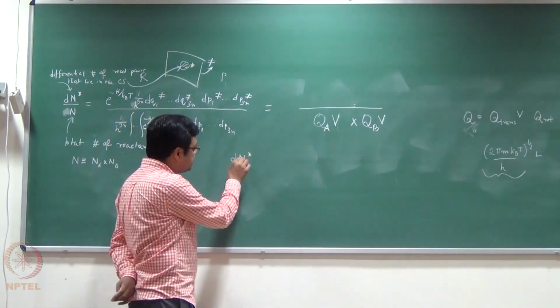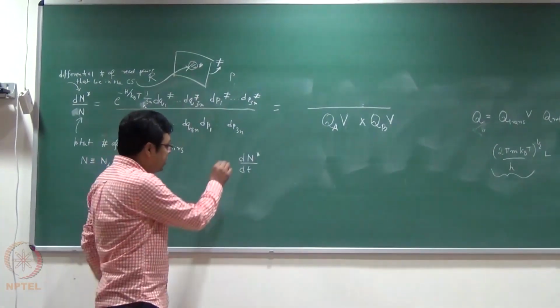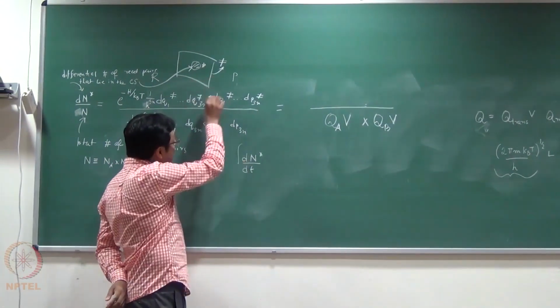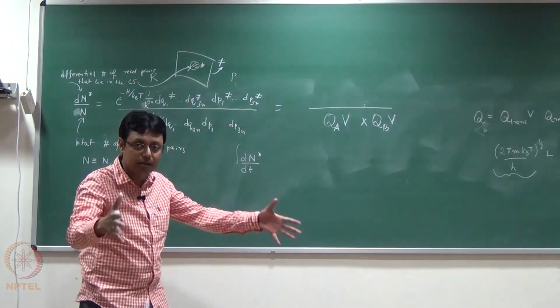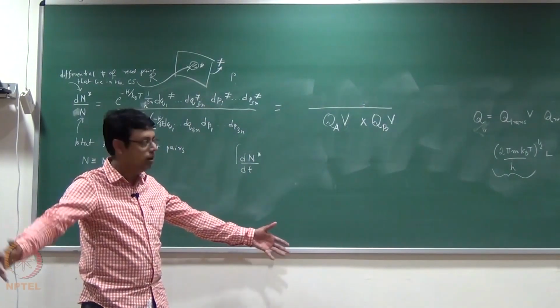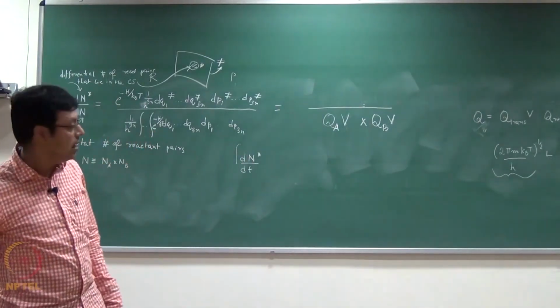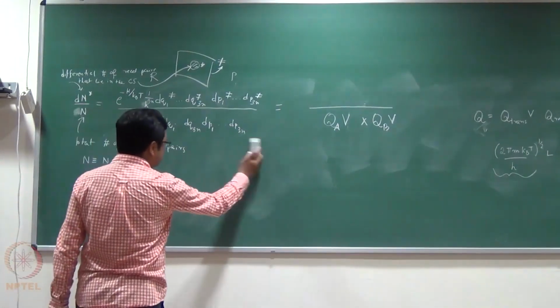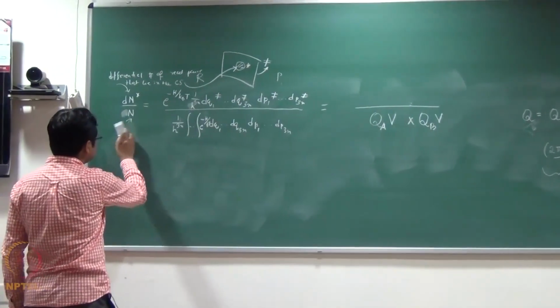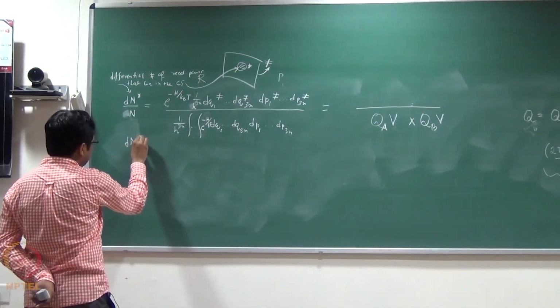But of course, dn star only describes a part of the thing. So I have to eventually integrate it over the phase space for the critical surface, not the entire thing. So we will do it step by step. Now first do this thing, which is dn star dt. So what is dn star dt?